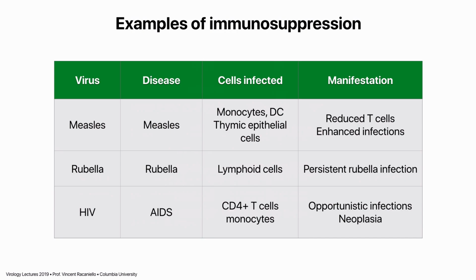And these are some viruses that can immunosuppress. Measles, we've talked about replicating in APCs. It also can replicate in thymic cells. And then you get enhanced other infections. Kids with measles often get other infections as a consequence. Rubella virus replicates in lymphoid cells and causes persistence of its own infection. And HIV, of course, replicates in CD4 T cells and monocytes, completely suppressing immune responses, and so eventually you die of cancers or other opportunistic infections.